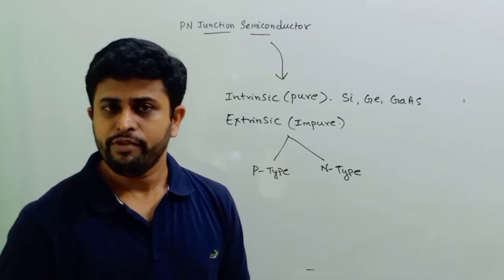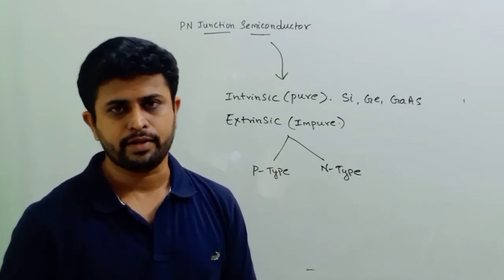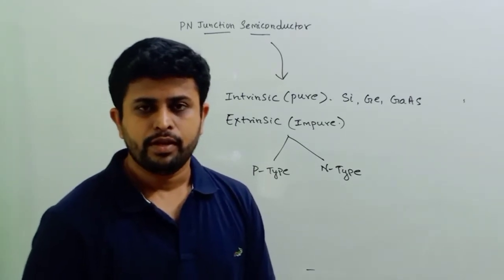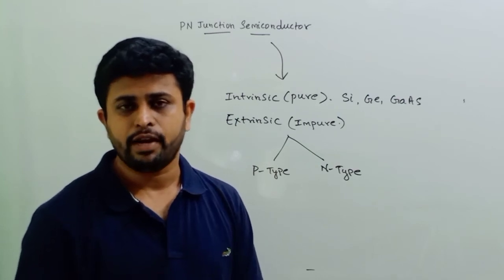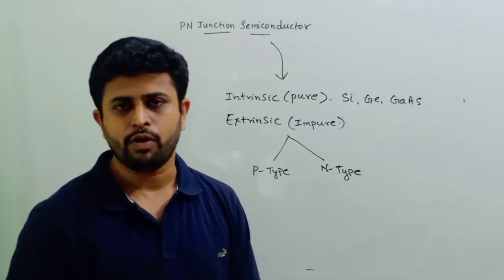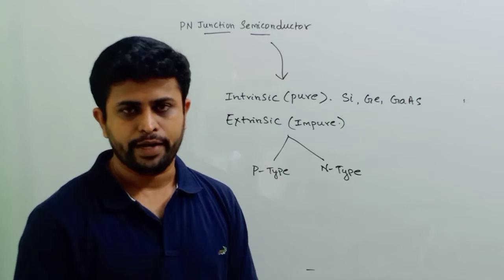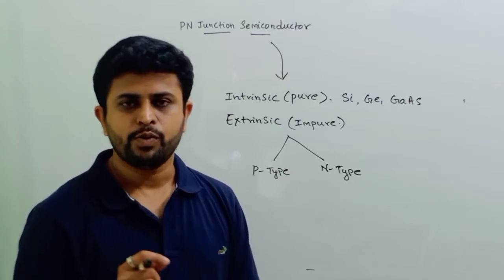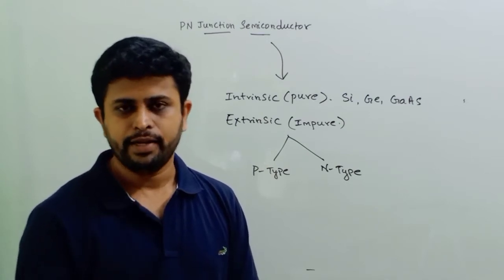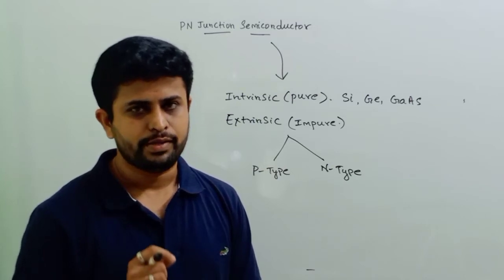When we get P type semiconductor and N type semiconductor material, we have different types of impurities like trivalent impurities and pentavalent impurities. When we combine these impurities with the pure silicon or pure semiconductor, we get either P type or N type. To get P type, we need to add trivalent impurities with the pure silicon. To get N type, we need to add pentavalent impurities with the pure silicon.